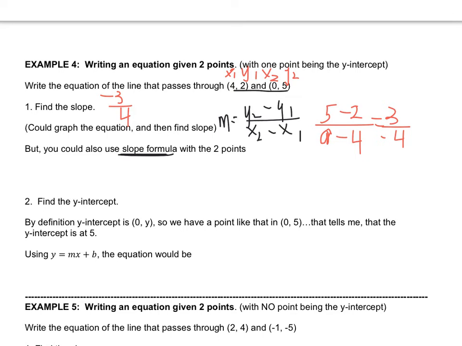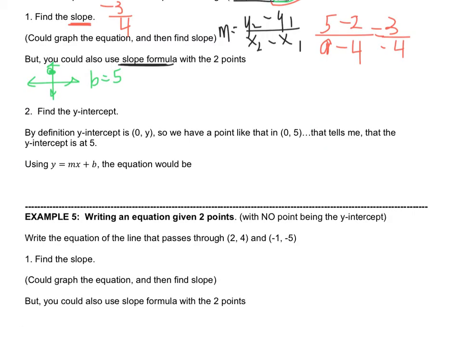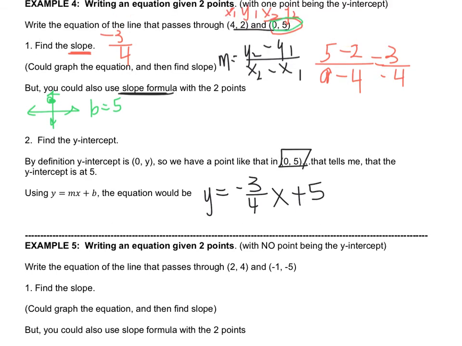Then, remember, we need the slope and we need the y-intercept. So they actually gave us the y-intercept right here. It's 0, 5, right? Because when you're on the y-axis, your x value is 0. So the y-intercept point, they actually gave us right here at 0, 5. So the b value was 5. So now we can write our equation. And it is y equals negative 3/4 x plus 5. You see, they gave us the y-intercept point.